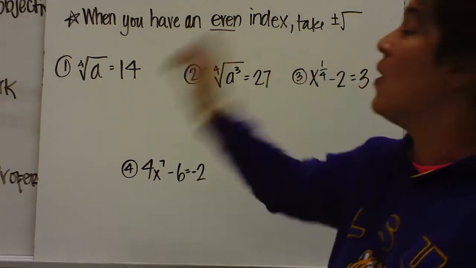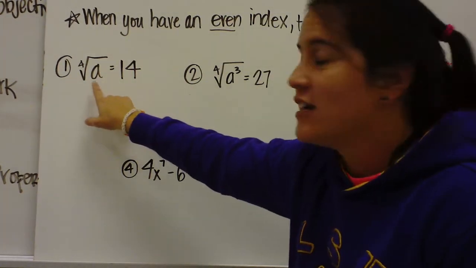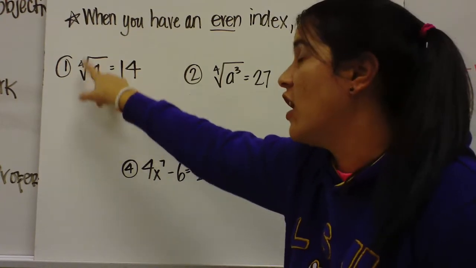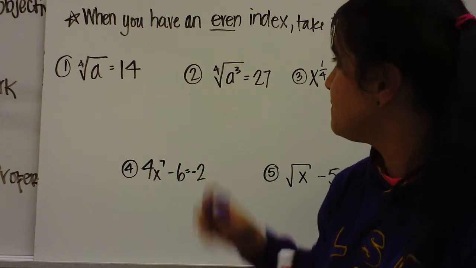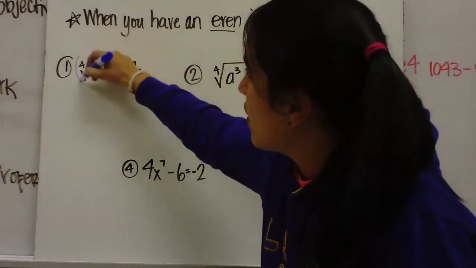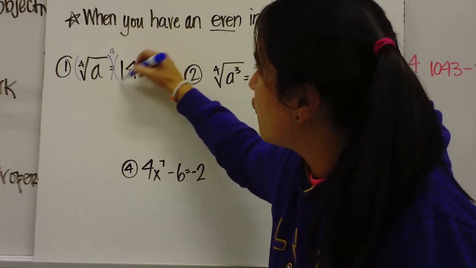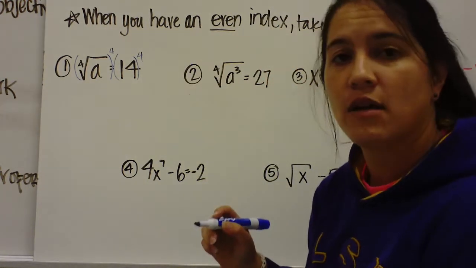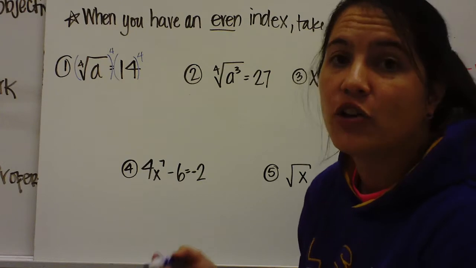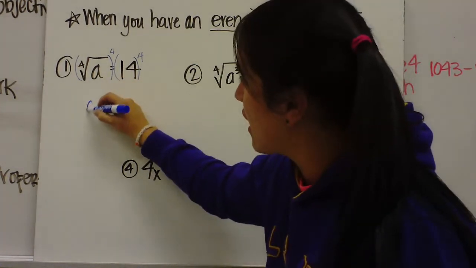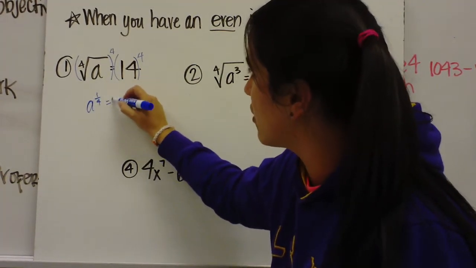All right, so example 1. The 4th root of a equals 14. So to undo a 4th root, you have an option. You can raise it to the 4th power, because the 4th root and to the 4th power are going to undo each other, or you can change it to a fraction, a to the 1/4 equals 14.